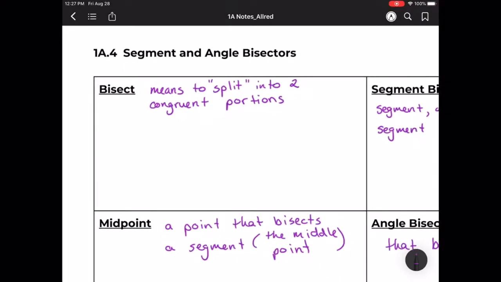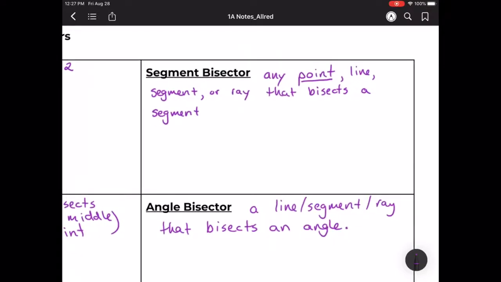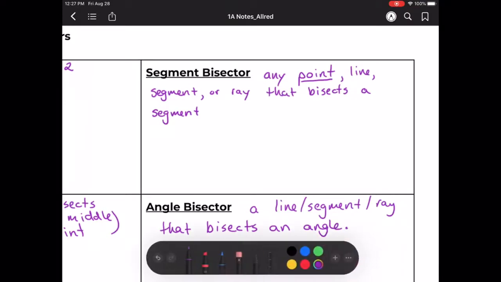First, we're going to look at what it means to bisect. The word bisect in geometry means to split something into two congruent portions. You wouldn't consider it a bisector if it splits something into unequal portions. Those portions must be equal, therefore congruent. And so the idea of a segment bisector is any point, line, segment, or ray that bisects a segment.